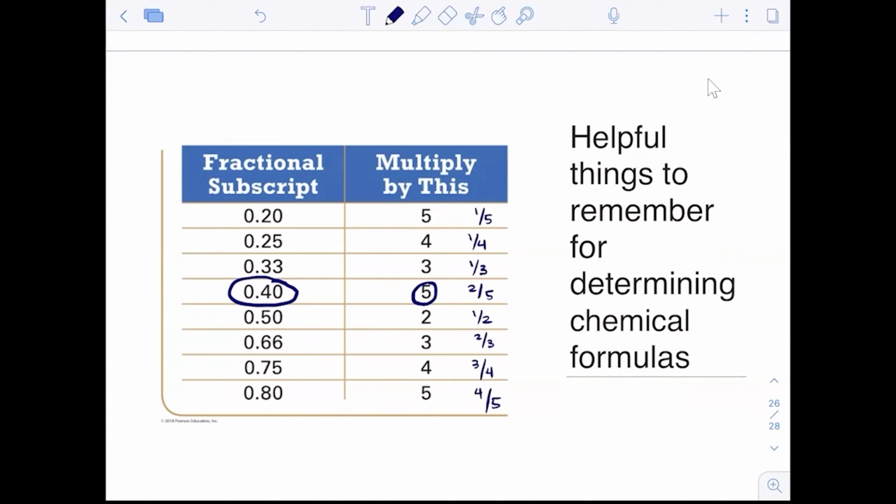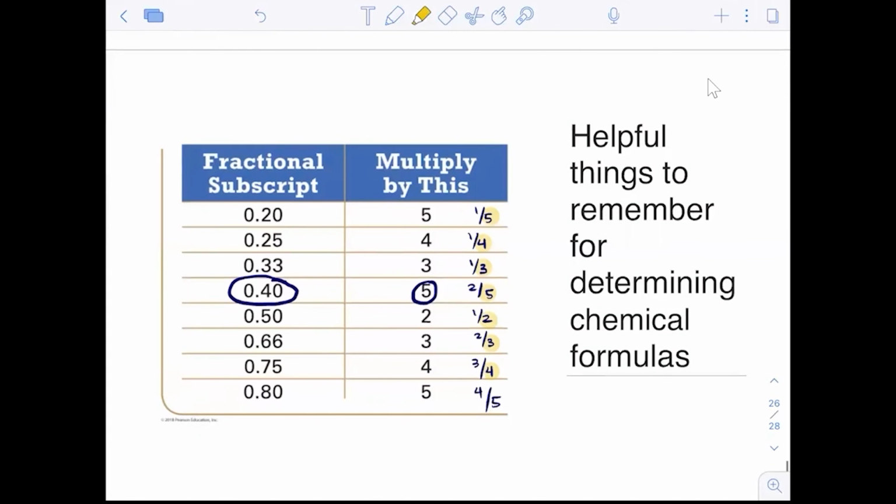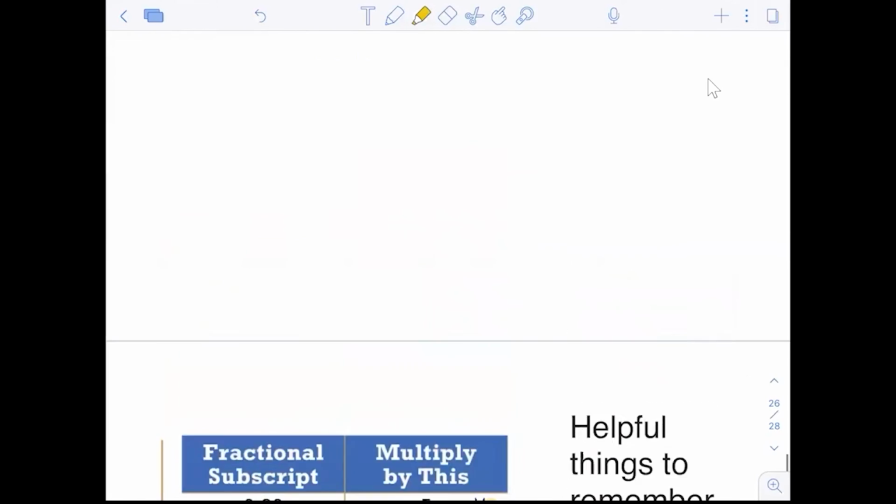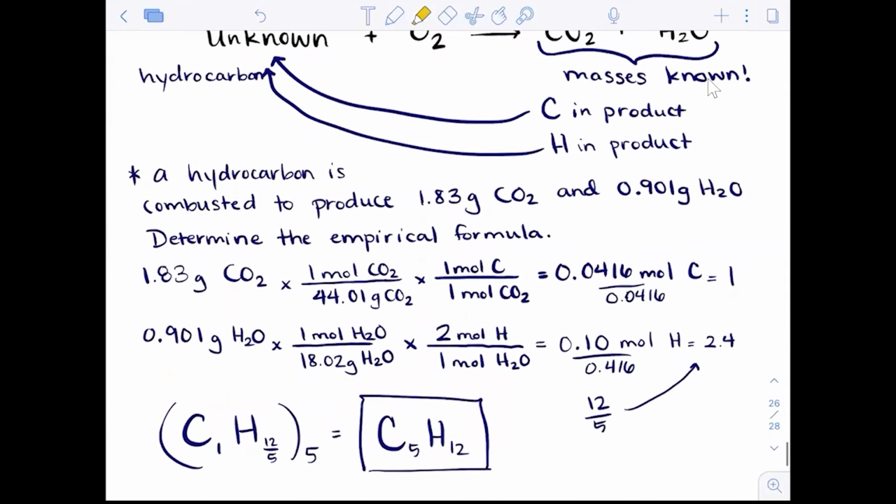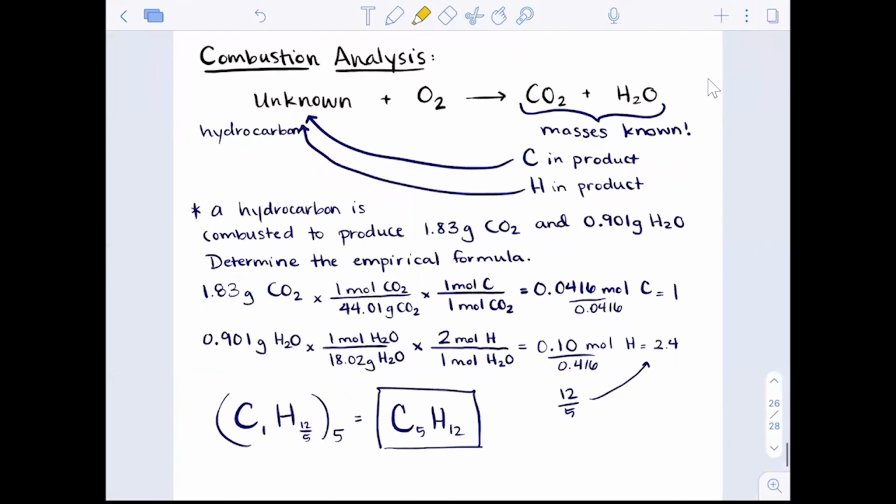So what you're looking at there is just different variations of those fractions in decimal form, what we usually get out of our calculator. So be very aware, all of those denominators are what you are going to be multiplying by to get rid of the denominator. Excellent. So there is our combustion analysis.